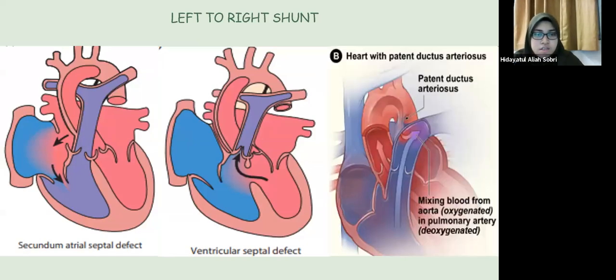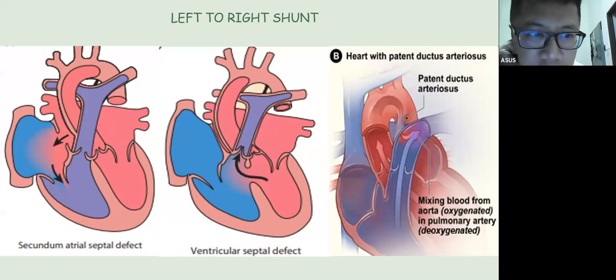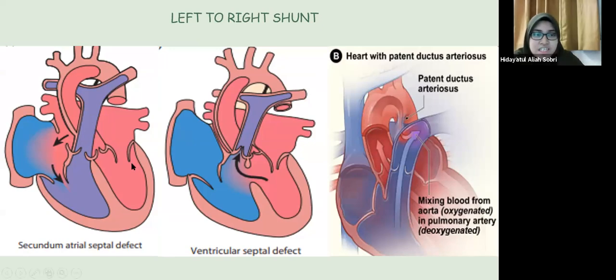So these are the pictures of the atrial septal defect, ventricular septal defect, and also patent ductus arteriosus. For the atrial septal defect, as you can see, there is a hole, a defect in the septum between the atria. Can you use your pointer to show? Okay, so this is the oxygenated blood.